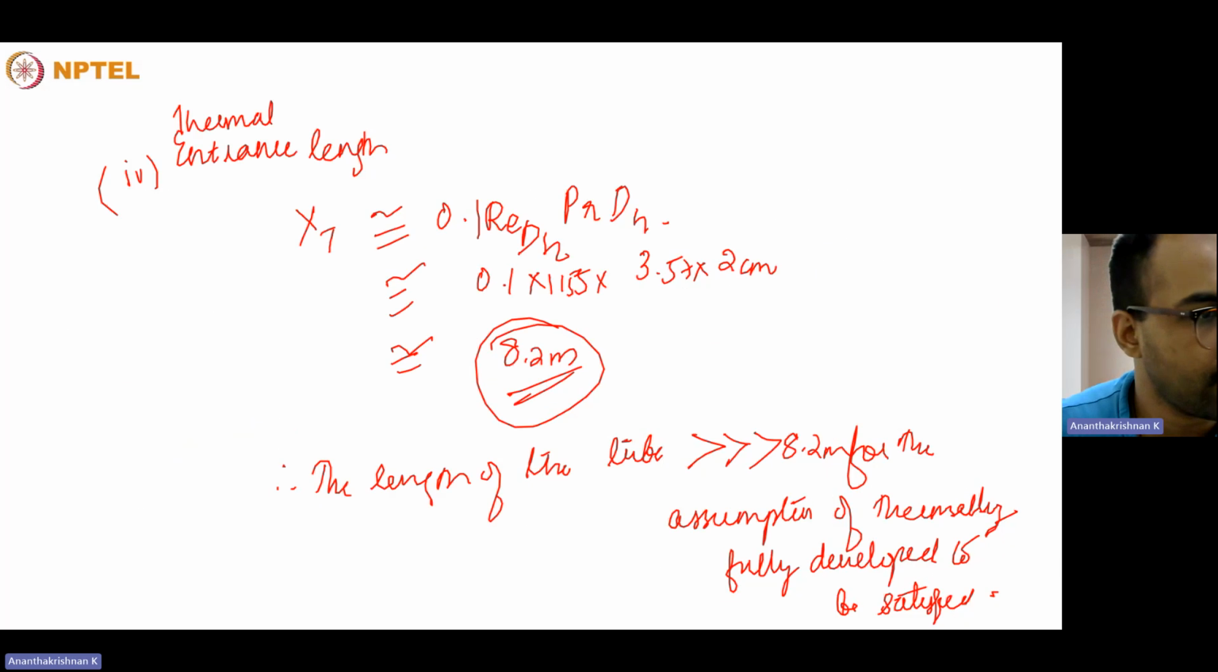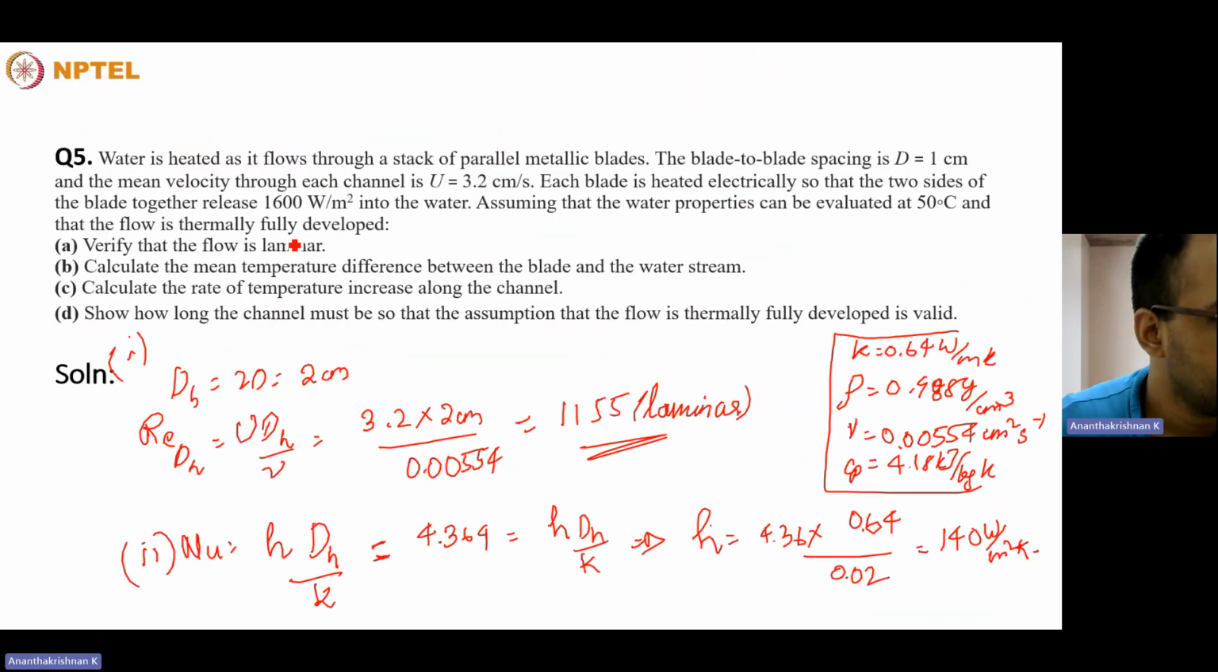If there is any confusion, you can post that in the forum. Yes, I understand that there is some kind of confusion in this problem, so I can look into it and clarify once someone posts in the forum.